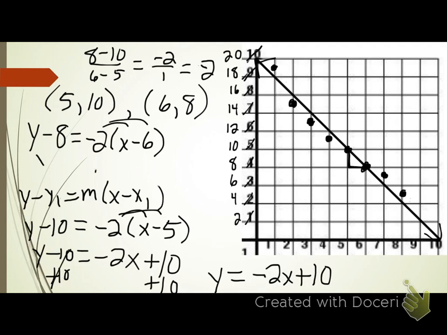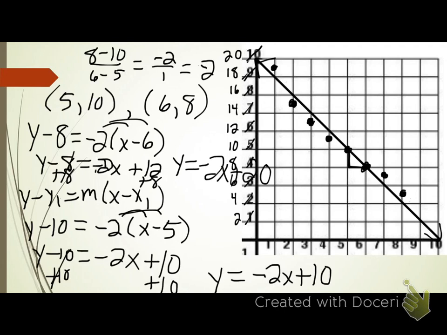If I distribute that, I get negative 2x plus 12. Add 8 to both sides. I'd get y equals negative 2x plus 20 as well. You get the same thing. Okay? Any questions? Other questions?